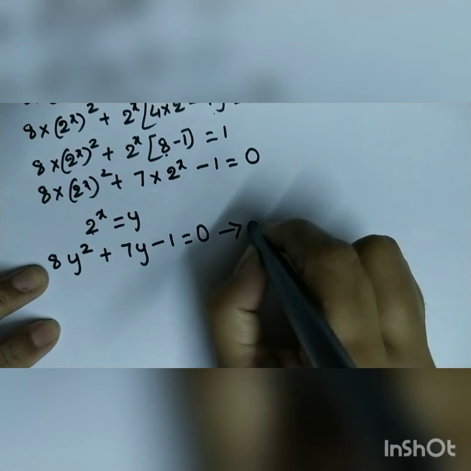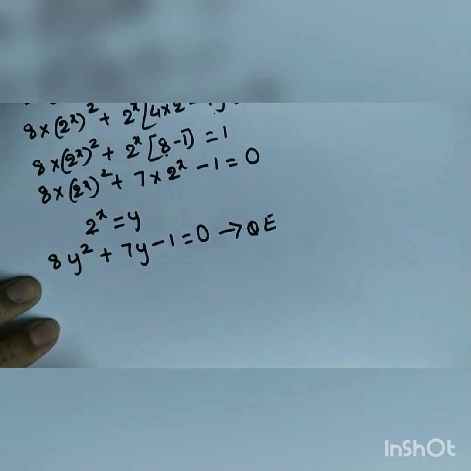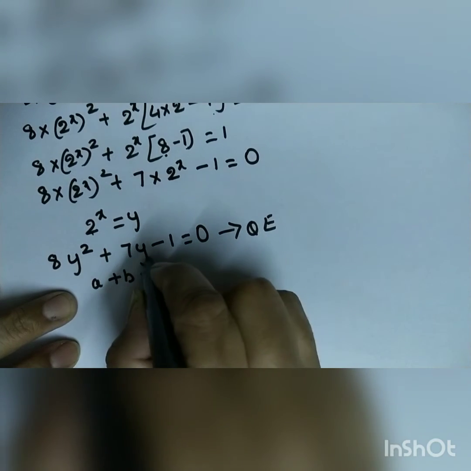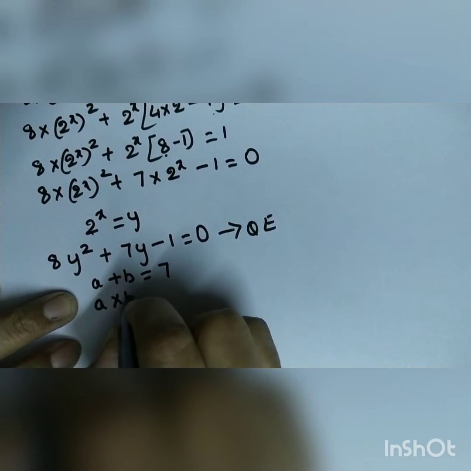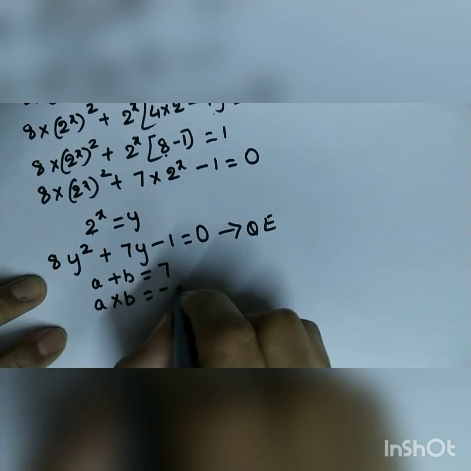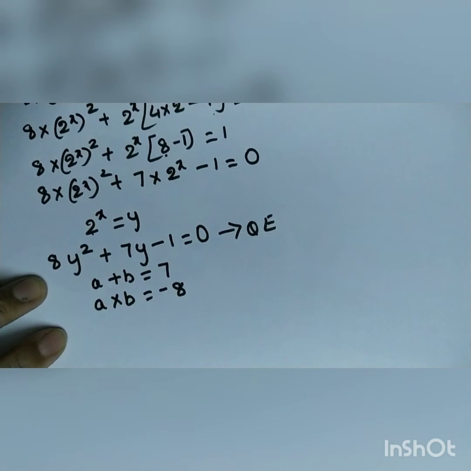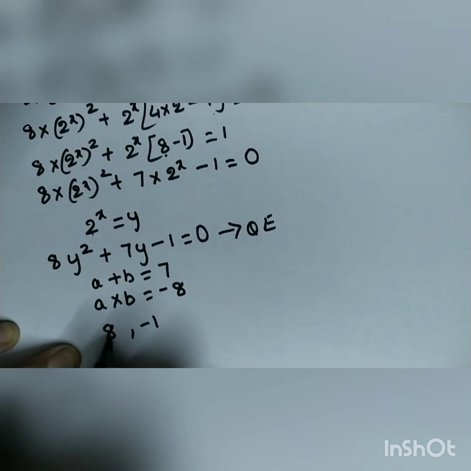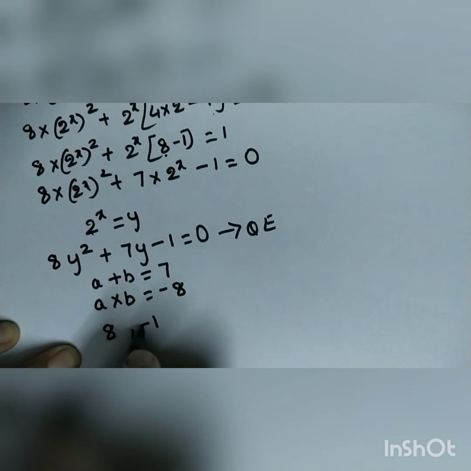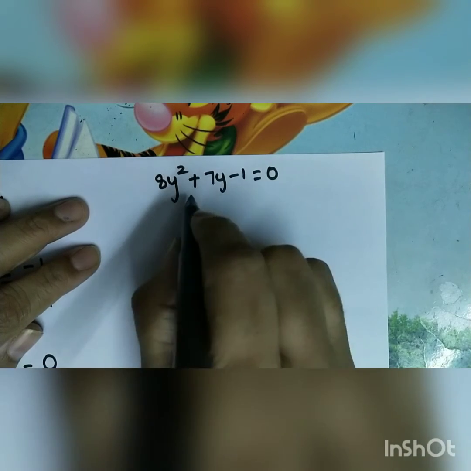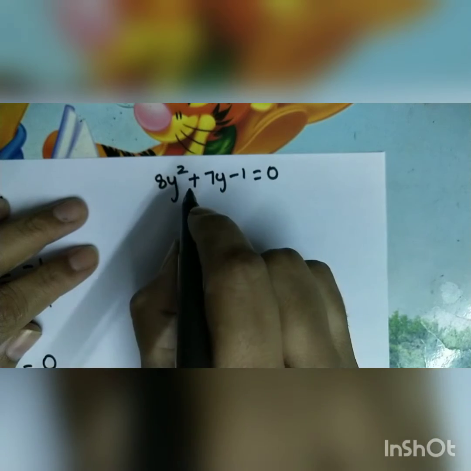So, further solving the quadratic equation, we have to find two numbers. When added they will give the coefficient of y, and when multiplied they will give the product of the coefficient of y square and this one, that is minus 8. When we think of those two numbers, I come across a as 8 and b as minus 1. That is 8 minus 1 will be 7, and 8 multiplied by minus 1 would be minus 8. I solve this quadratic equation by getting the two factors, that is 8 and minus 1.